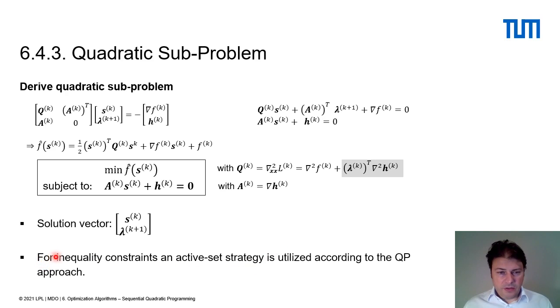So remember the inequality constraints that we did not explicitly treat here. They are either active, then they are part of the equality constraints, or they're inactive, then they're ignored. And the bookkeeping of what constraints are active and which constraints are not active is done in an outer loop. So that's not part of the step here.